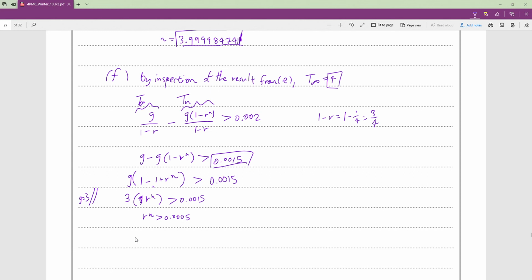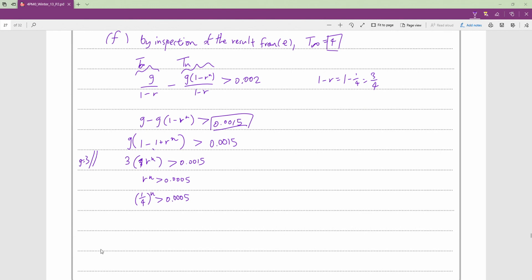And we know we can substitute 1 over 4 into r to the n is greater than 0.0005. So if we take the natural log of both sides, because as far as I recall, the exam board prefers that you do this instead of explicitly taking the log with a base of something, though it should be absolutely fine if you decide to do that as well. I'm just going to do this for clarity.